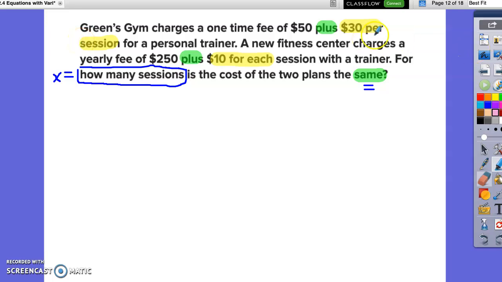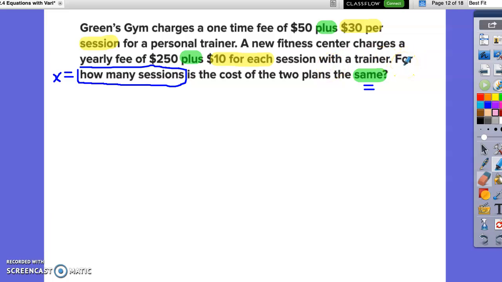We want to pick out our important words. So Green's Gym charges a one-time fee of $50 and then plus $30 per session. So one-time fee, if it's a one-time, you're only going to be adding it once, but per session, you're going to add $30 per session. That's going to be multiplying. For a personal trainer, a new fitness center charges a yearly fee of $250 plus $10 for each session.